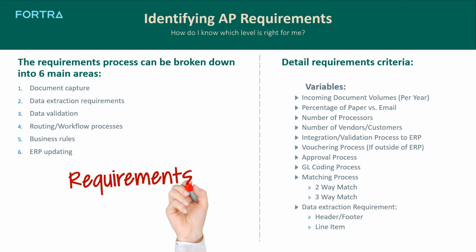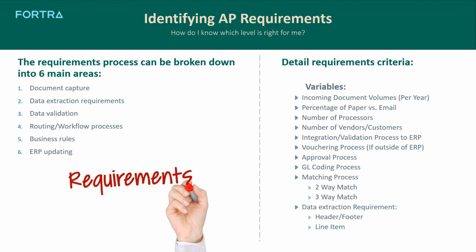And some of the detailed requirements that fall under these areas that we look at is, hey, the incoming document volumes. What are those per year, per month, per week, and how does that affect your staff, right? Percentage of documents, paper versus email. Number of processors processing these, number of vendors and customers in the vendor master and customer master. Integration and validation processes in the ERP. What does the system have today that we can reuse, or do you want our solution to front end the two and three-way matching, or do we have to format the data in a certain way to be able to feed your ERP solution that information?